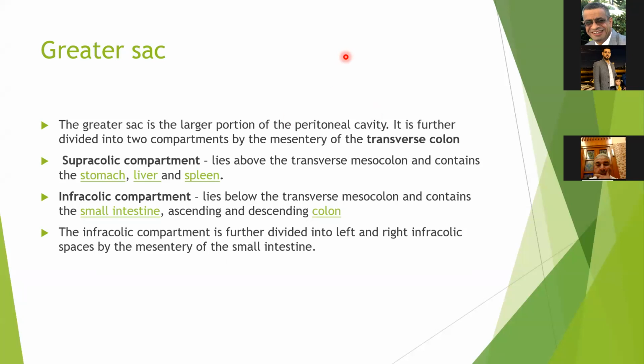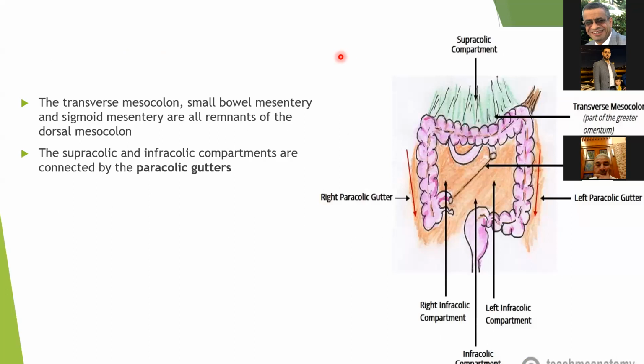The infracolic compartment is further subdivided to right and left infracolic spaces by the mesentery of the small intestine. The transverse mesocolon, small bowel mesentery, and the sigmoid mesentery are all remnants of the dorsal mesentery, the dorsal mesocolon.